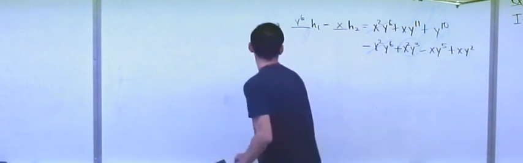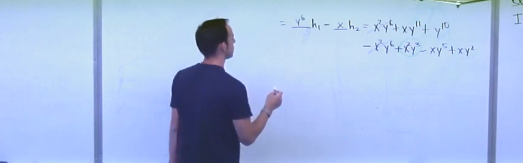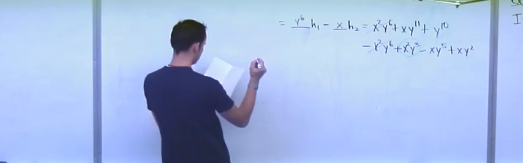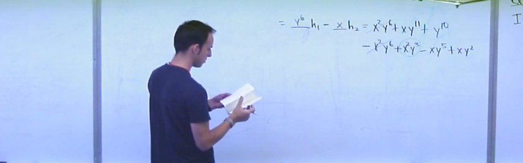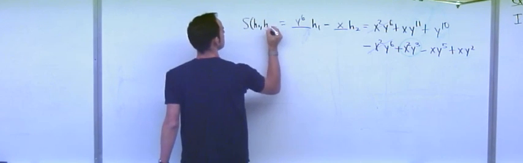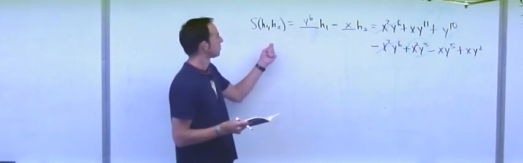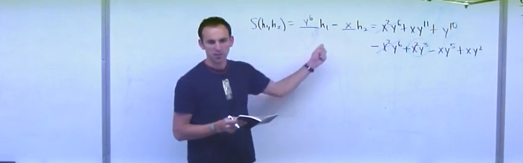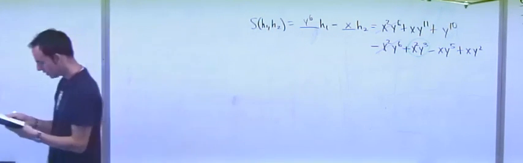So this polynomial has a name. This polynomial is called S of, Lisa has a notation. We're going to call it S of h1 and h2. And it's basically the smallest combination of h1 and h2 that cancels the leading coefficient. So let me define that in general.